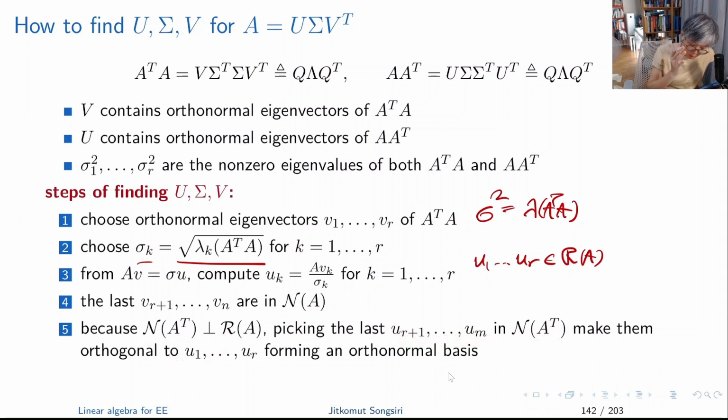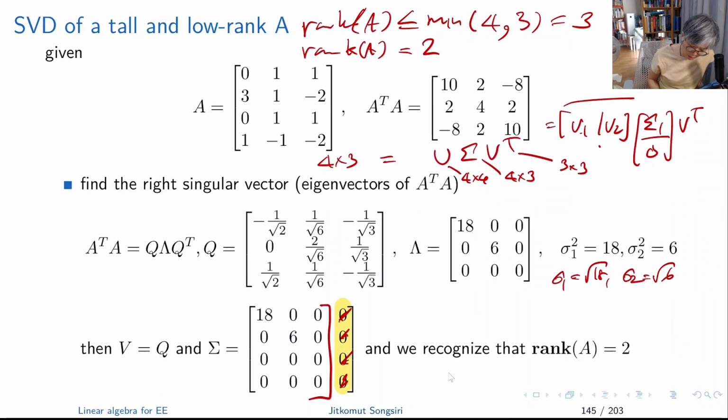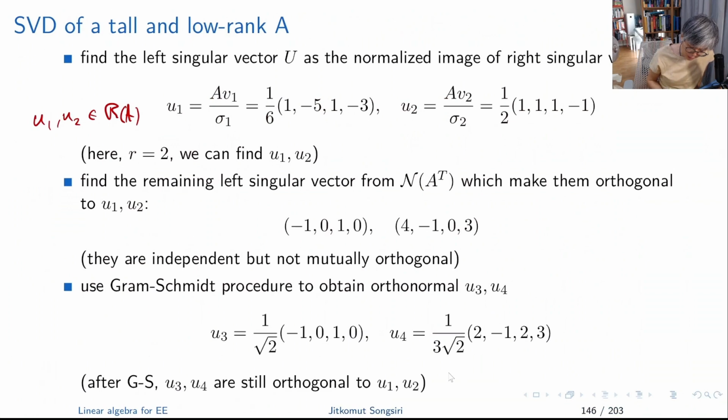Our point here is that we just want to construct a matrix U that is orthogonal. So if you find U1 dot dot UR, you only want to find the remaining ones that are orthogonal to the previous R vectors. Because the previous R vectors sit in the range of A, you can pick the remaining ones guaranteed to be orthogonal to the range of A. That can be done if you pick the vectors in the null space of A transpose. So in the next step, I just calculate the null space of A transpose.